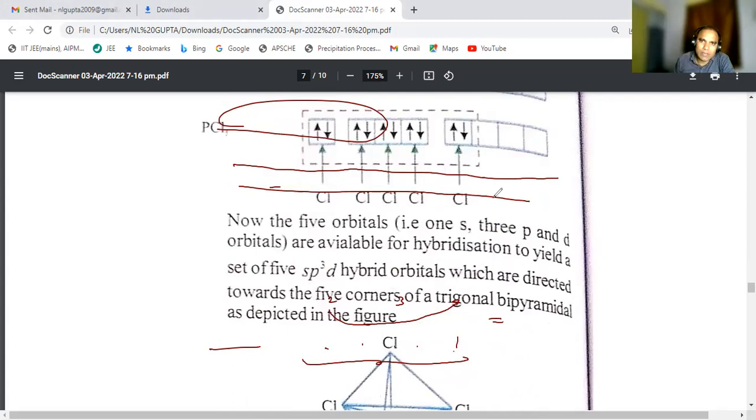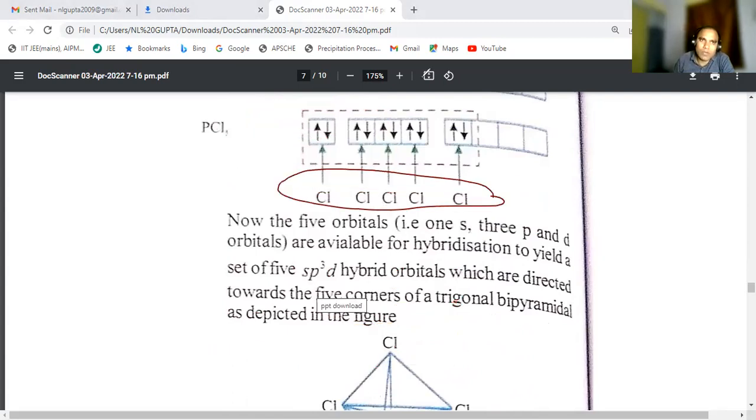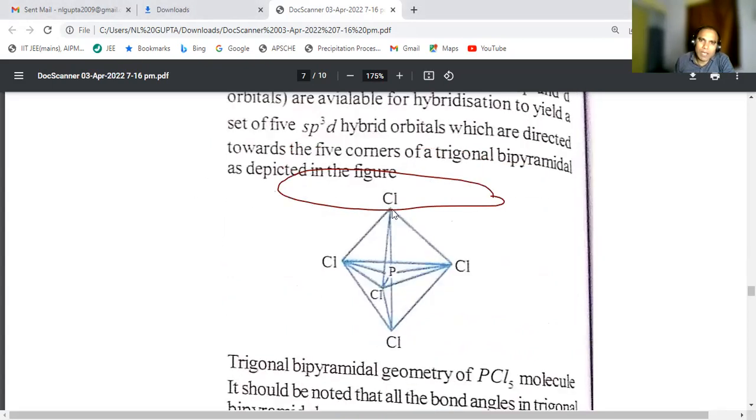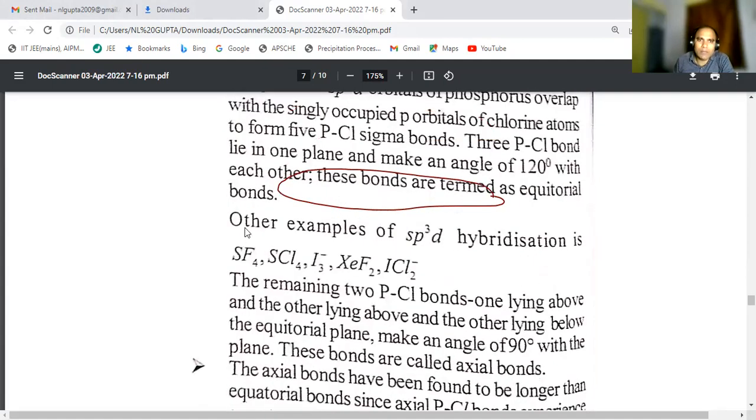Now these are the 5 Cl. So what is going to be the shape? You can check: just now we explained, trigonal bipyramidal shape. Will it be fine to you? Yes, sir. Okay.